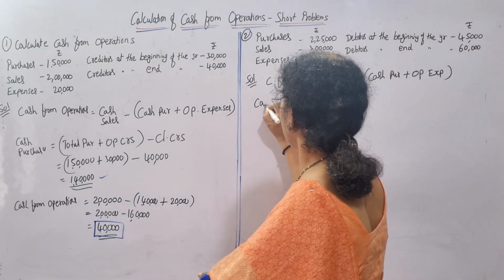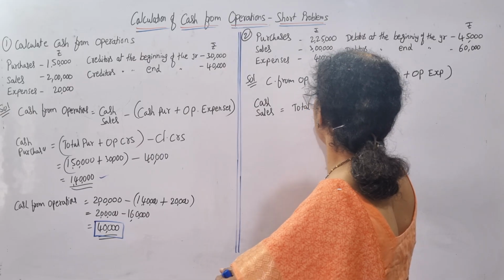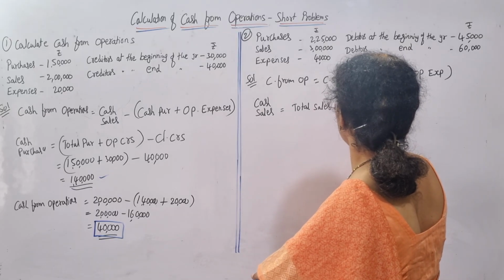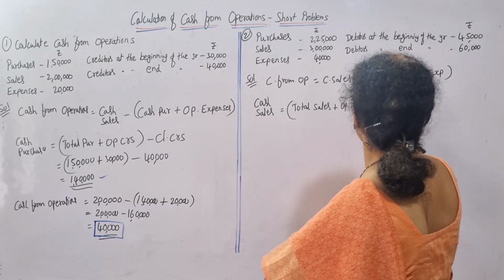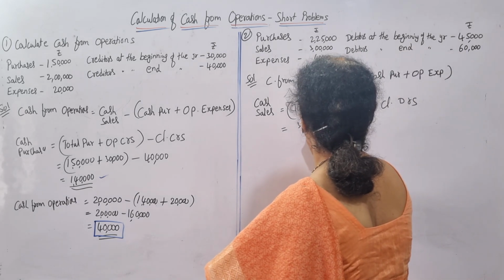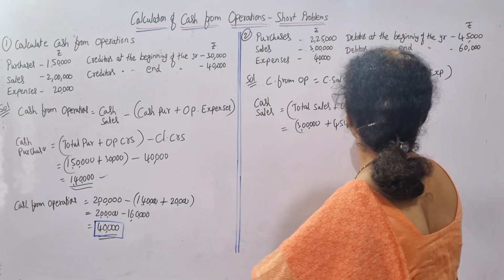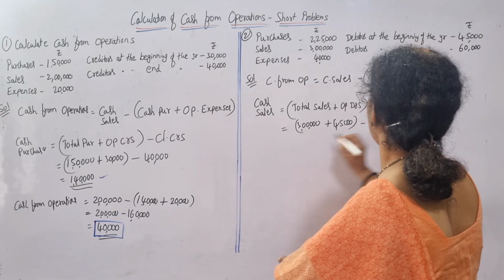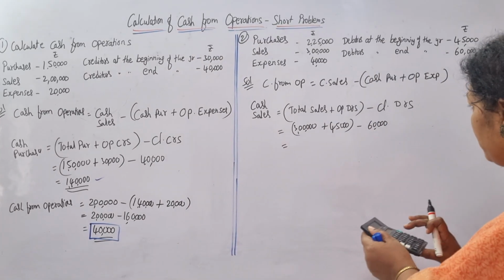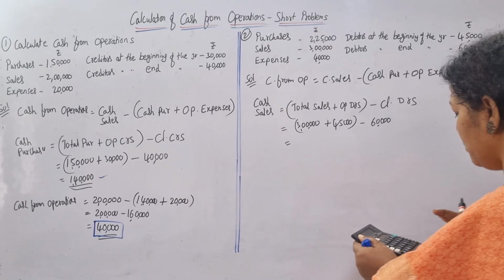Same as before: cash sales is equal to total sales plus opening debtors minus closing debtors. Total sales are how much? 3 lakh. Opening debtors 45,000. Closing debtors 60,000. We'll use the calculator. 3,45,000 minus 60,000 is 2,85,000.